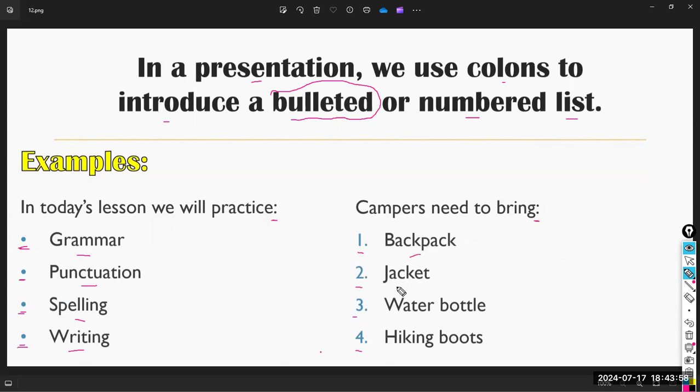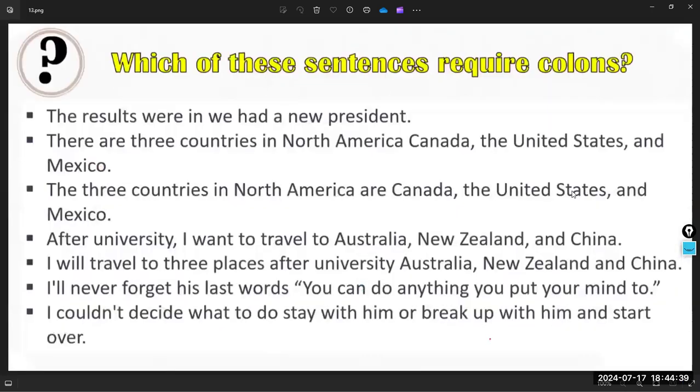So notice that backpack, jacket, water bottle, hiking boots. These are the things that we need for our campers. So campers need to bring what for camping? They need a backpack, a jacket, a water bottle, hiking boots. So these are the four things. And because I numbered them, I have to use a colon. And because I wrote bullet points, bulleted, I have to use what? A colon. Okay? I know that the colon is really important.